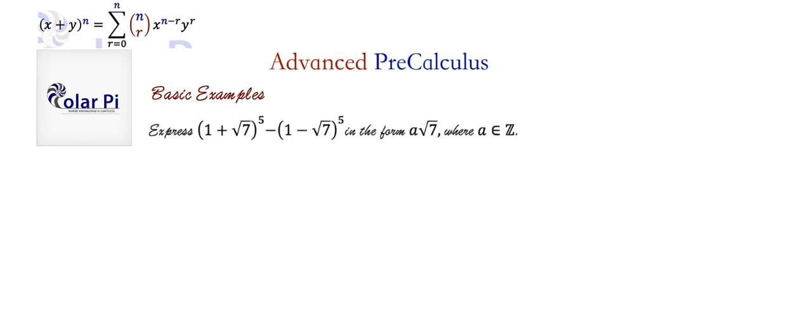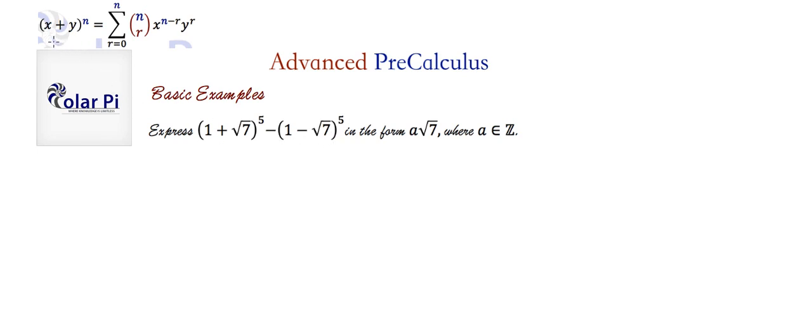All right, so the first one is this: we take this binomial to the fifth power and this binomial to the fifth power, find their difference, and write that difference in the form a root 7, where a is an integer. It's clear that the binomial theorem will come in handy when we're expanding this binomial and this binomial.